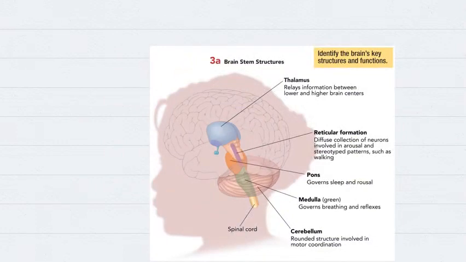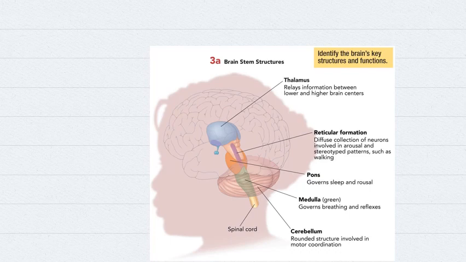So now we would identify the brain's key structures and function. So titingnan muna natin itong mga major parts na nandito. So first, the thalamus, which relays information between lower and higher brain centers. So ang purpose niya kaya siya yung nasa gitna is usually relay center siya or channel siya ng information.